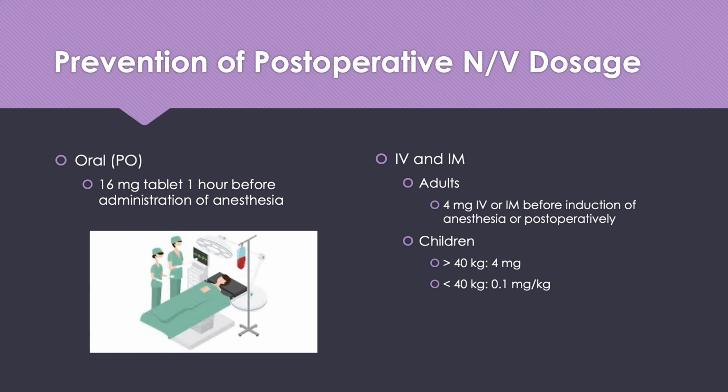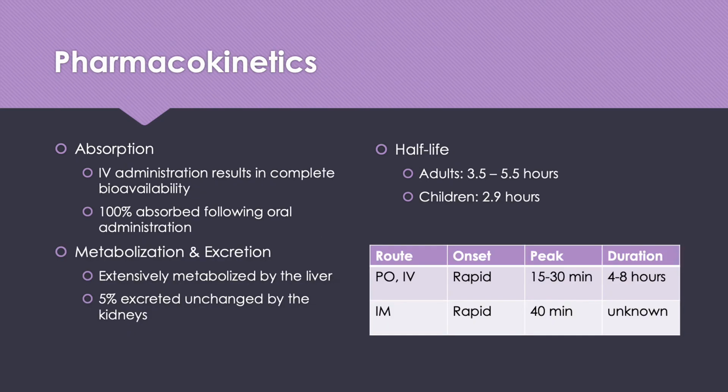So orally, PO, 16 milligram tablets are given 1 hour before administration of anesthesia, and through IV and IM, adults can get 4 milligrams before anesthesia or postoperatively. Children who are greater than 40 kilograms can receive 4 milligrams, and less than 40 kilograms can only receive 0.1 milligram per kilogram.